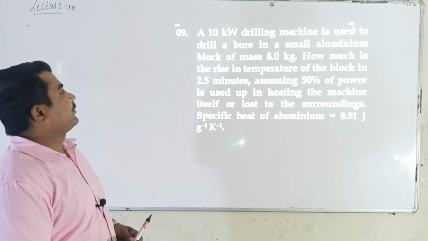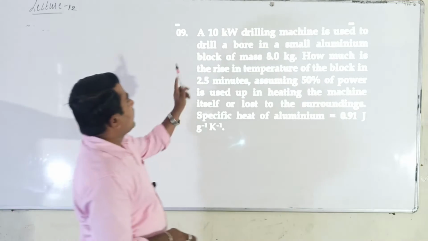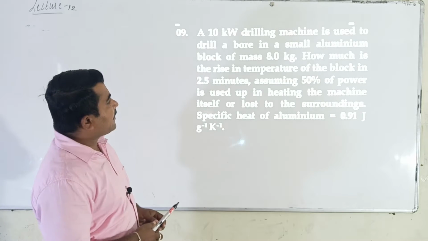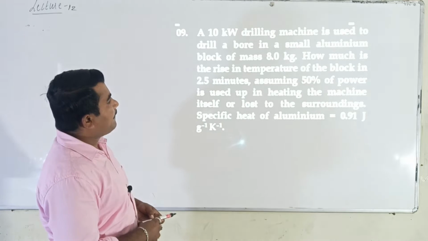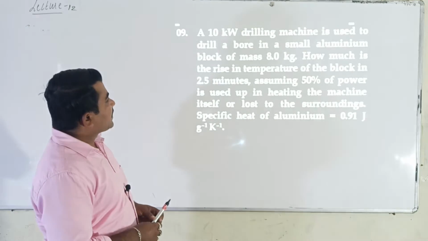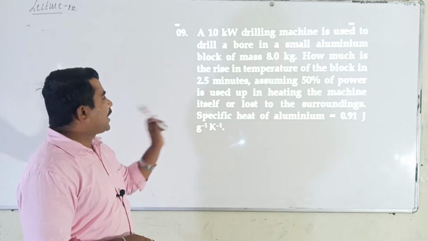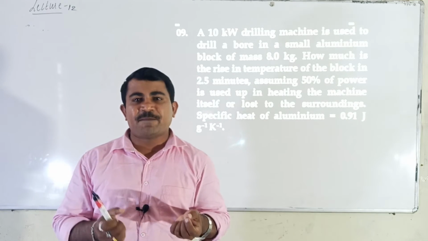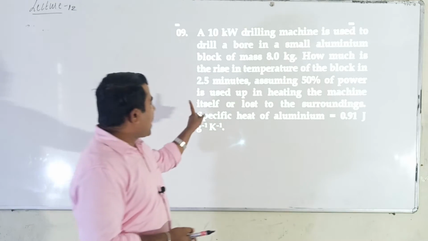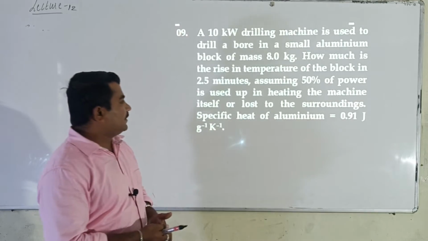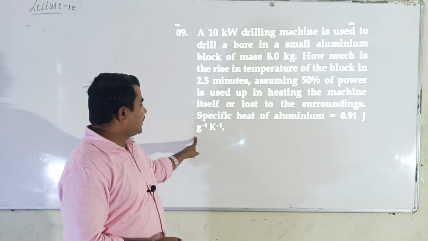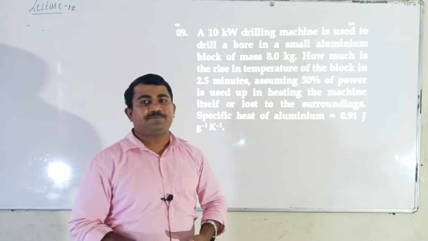Numerical number 9. The question is: a 10 kilowatt drilling machine is used to drill a bore in a small aluminium block of mass 8 kg. How much is the rise in temperature of the block in 2.5 minutes? Assume that 50% of the power is used up in heating the machine itself or lost to the surroundings. The specific heat of aluminium is given as 0.91 joule per gram per Kelvin.